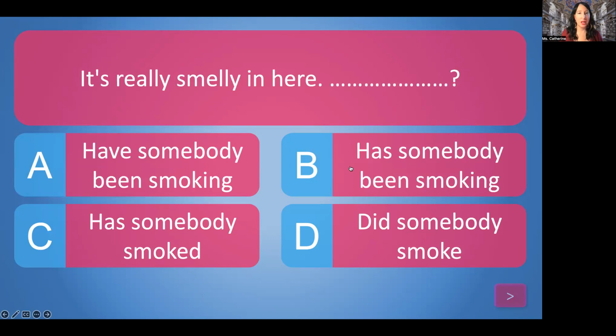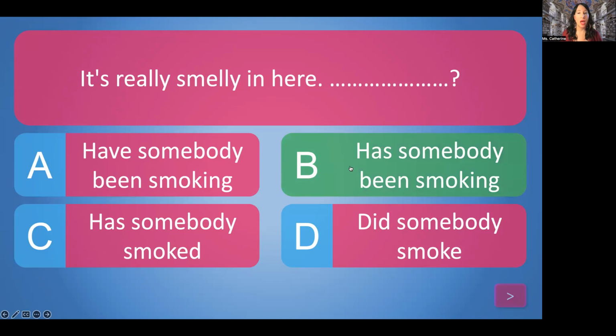It's really smelly in here. Blank somebody been smoking? Have somebody been smoking? Has somebody been smoking? Has somebody smoked? Or did somebody smoke? It's really smelly in here. Is it A, B, C, or D? I know this is tough. Let's see. Could it be B? Yes. Has somebody been smoking?